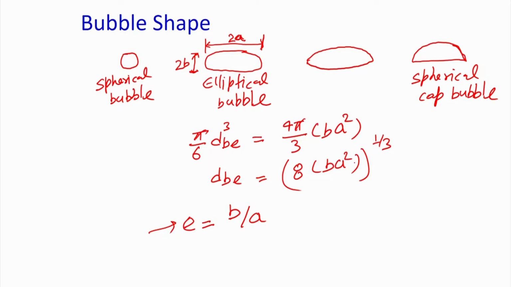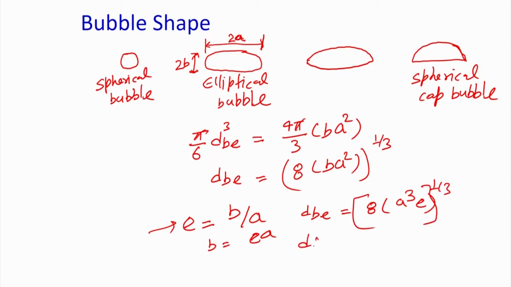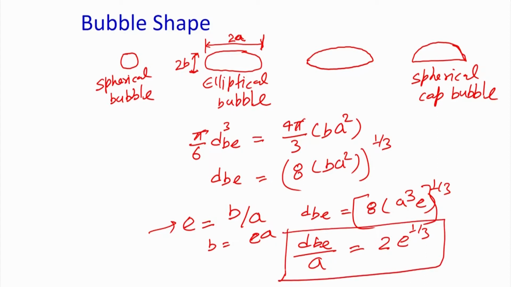Suppose you want to calculate in terms of e. You can replace B with e: B will be equal to e into A. If I replace it here, dBE will be equal to the cube root of 8 into A cube, multiplied by e, whole raised to the power 1 by 3. Now, if I do that, then dBE upon A will be equal to 2 e raised to the power 1 by 3. So, I can develop this correlation.